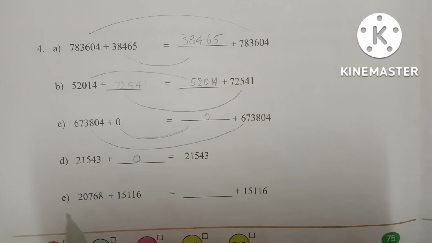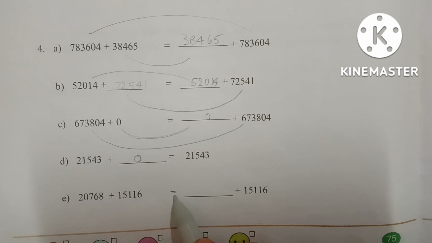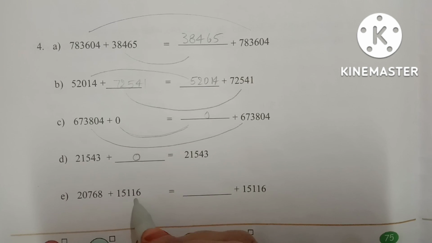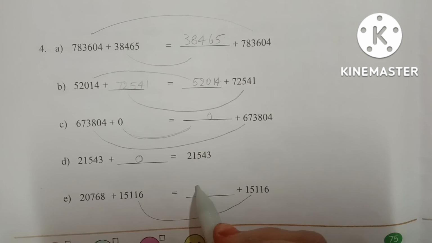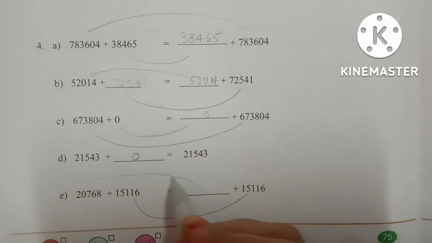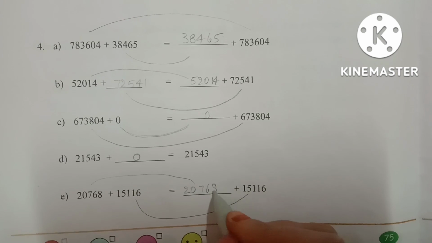Next, E. 20,768 plus 15,116. That equal to, here we have to write this number 20,768.